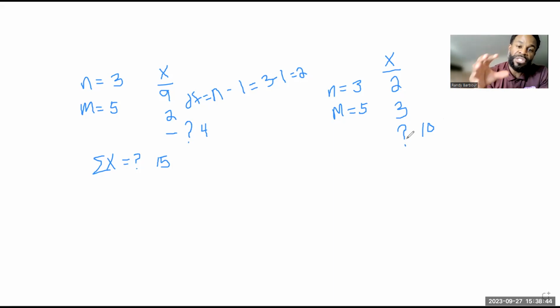The degrees of freedom just tell me that there are independent scores that are free to vary, but once I select those two scores, that third score has to be a specific value because it has to match in order for me to get that mean. Okay. So that is degrees of freedom.